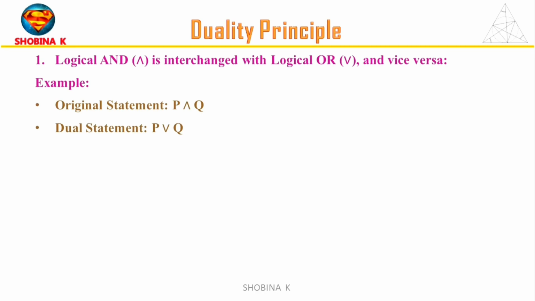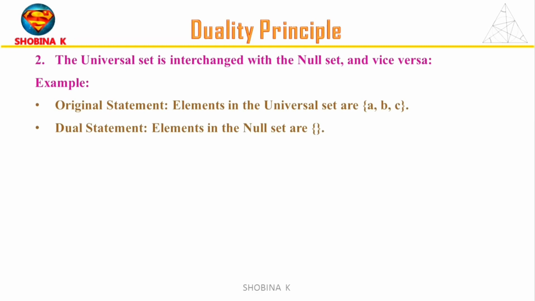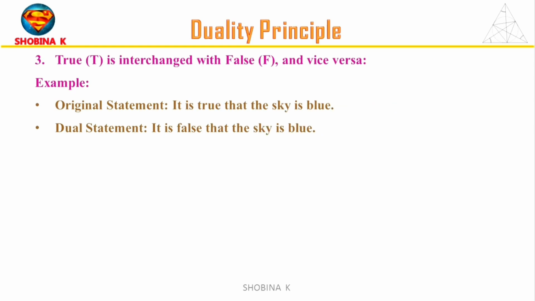and vice versa. In some contexts, the principle of duality is applied to set theory. In this case, you can interchange the universal set, which is represented as U or omega, with the null set, which is represented as the empty set, and vice versa. You can also simply replace the true value with false and vice versa. In propositional logic and duality, you treat true and false as abstract truth values, not statements about the real world. Here it doesn't necessarily reflect real world facts about the sky being blue or not. It's about the logical relationship between the original statement and its dual.